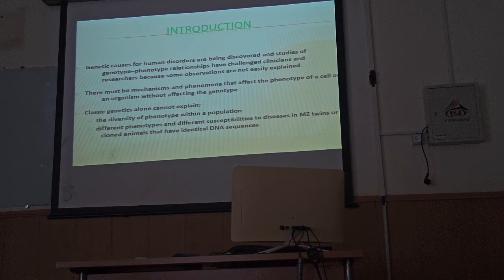And another question was about twins, monozygotic twins and cloned animals. Monozygotic twins have 100% the same DNA. Cloned animals have 100% the same DNA. But there are some differences between them. How did this happen? Because of changes in the expression of the gene without changing the sequence or the structure of the DNA. The expression of the gene is changed based on the epigenetic mechanism.